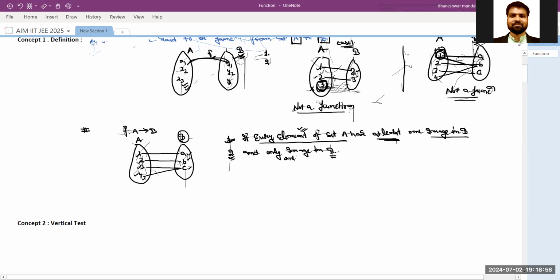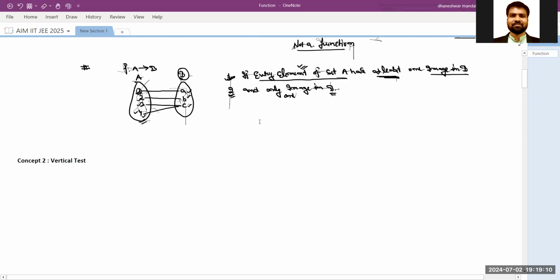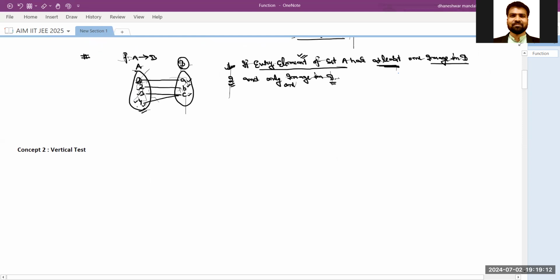In the second condition, is any element in set A having two images in B or not? See, every element has only one image in set B. Okay. Because every element is connected with only one element. See, 3 is connected with only one element. 4 is also connected with only one element. 2 is also connected with only one element. 1 is also connected with one element. Okay. So this is a function.